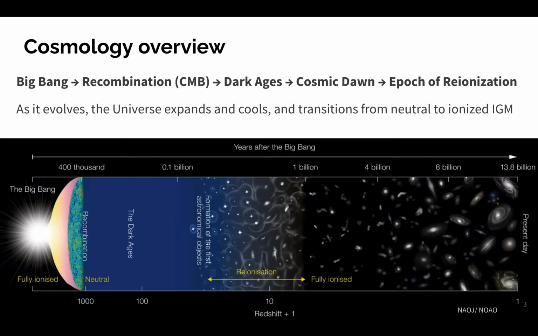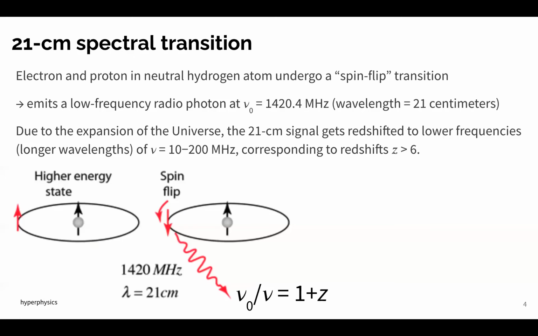Now let's talk about what the 21 centimeter signal is. It's a spectral transition in neutral hydrogen. We have an electron and proton in a neutral hydrogen atom, and they have a quantum mechanical property called spin. These spins can either be aligned or anti-aligned. When the electron flips its spin with respect to the proton, a photon is released, so it's called a spin flip transition. This is a hyperfine level that comes about because of this interaction of the spins.